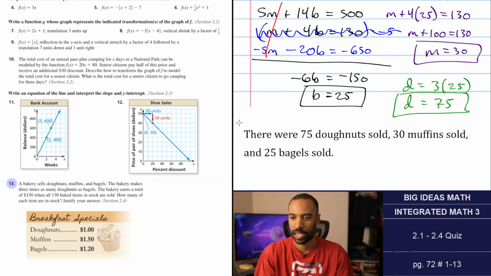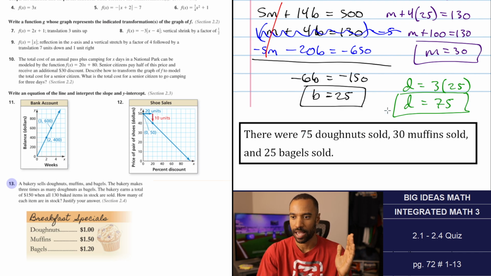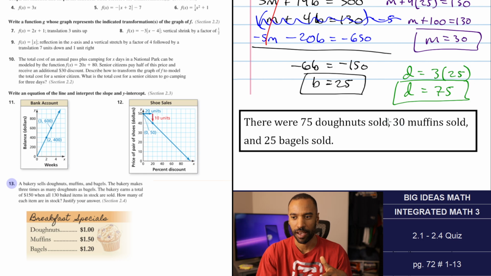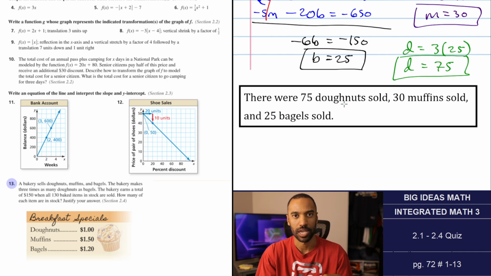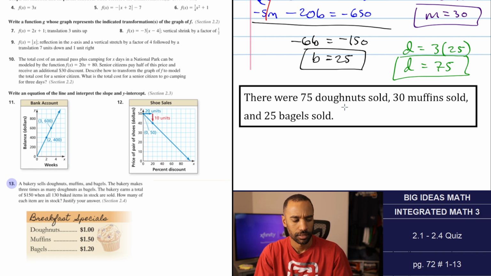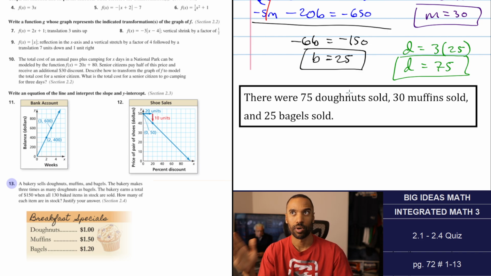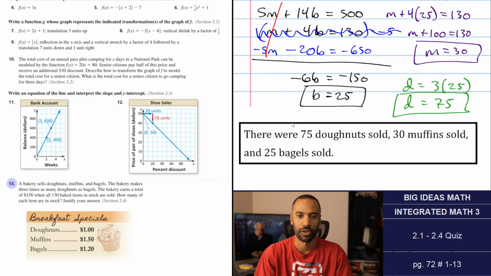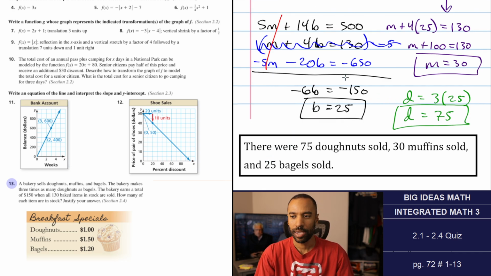Now, it's something you could also double check. I'm going to trust that the answer is correct, but you can multiply 75 donuts by $1, which is 75 bucks. 30 muffins times $1.50 each is $45. So 75 plus 45 is $120. And then 25 bagels sold times $1.20 each is $30. 120 plus 30 is 150, and $150 was the total. I think everything else falls into line. 75 plus 30 is 105, plus 25 is 130, so 130 total baked items were sold. Okay, that's the final answer.